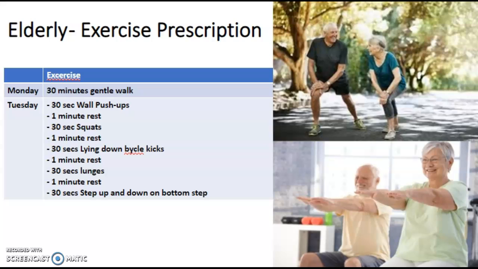An example of a mock week for an elderly person could be seen in the graph presented. For example, on Monday they could go for a gentle aerobic walk, and this would be mostly with no inclines, just a flat walk. And then on Tuesday they could do just as I said, the 30 seconds on, 1 minute off. So this is some wall push-ups, squats, lying down bicycle kicks, lunges, and step up and down on a step. So these are all to engage the body's muscle fibres and increase muscle density and bone density. And then after these 2 days, I would recommend a rest day just to ensure they are fully rested to not overexert themselves.